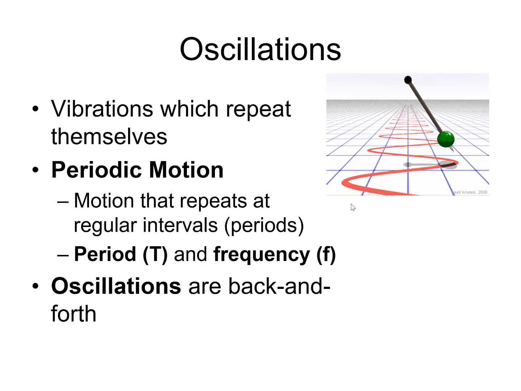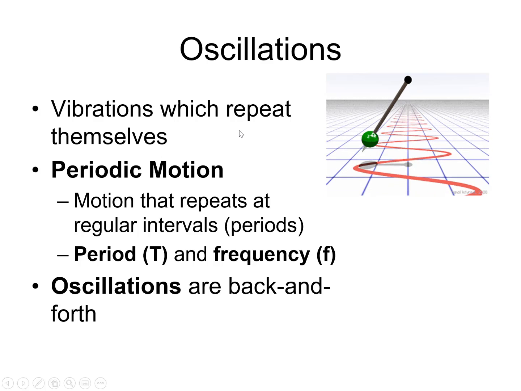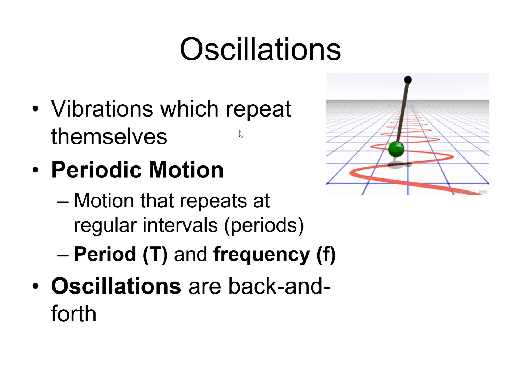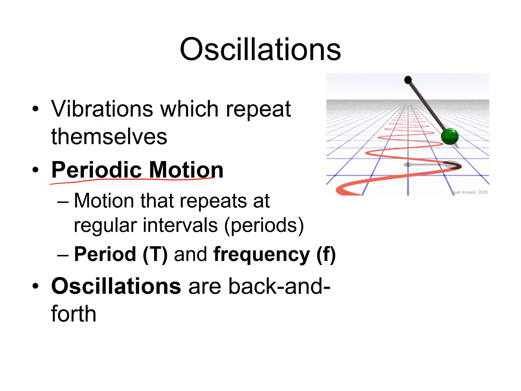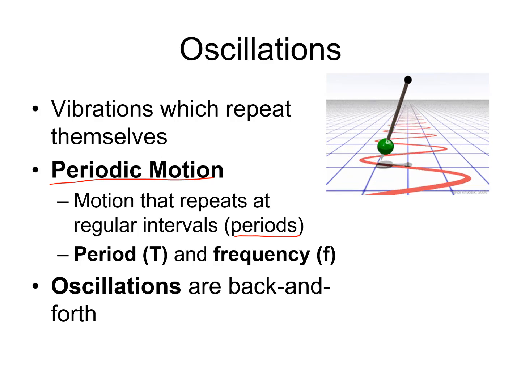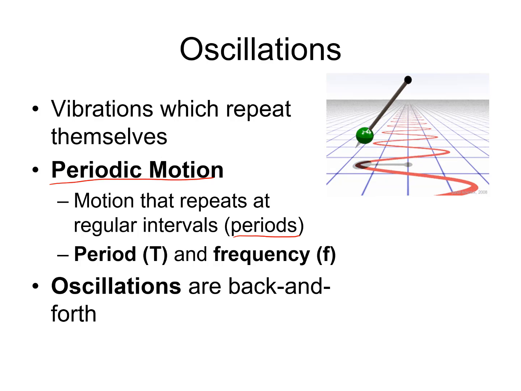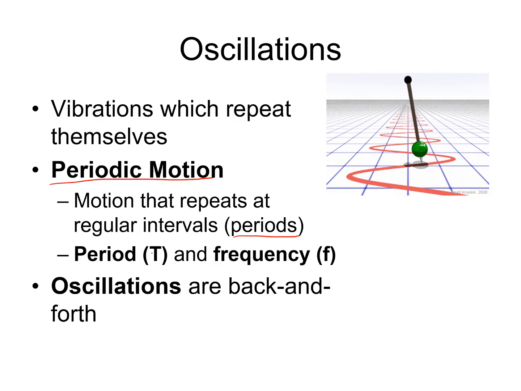Hey everybody, this is a basic lecture on oscillations for pre-IB physics. So an oscillation is just a vibration that repeats itself. It's one form of periodic motion, which by definition is motion that repeats itself at regular periods. So hopefully you're already familiar with period and frequency, but of course they come up a lot in periodic motion.